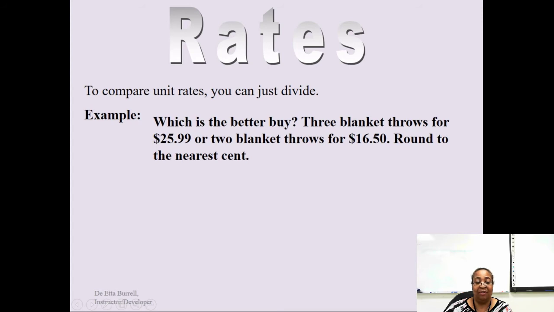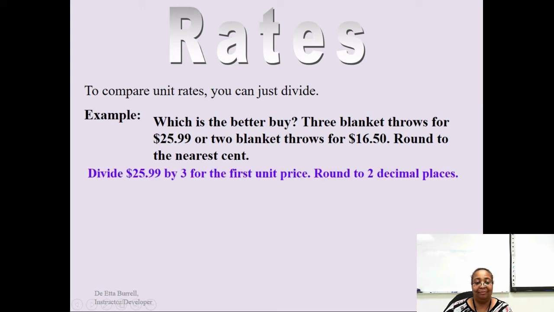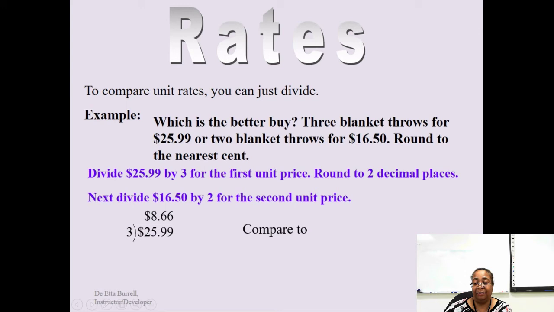I'm going to take the $25.99 and divide that by 3 because there's 3 blankets. So for me to get the unit rate, that'll tell me what it is for one of them. And then for the 2 blankets, I'm going to divide 2 into $16.50. And then that'll tell me which price is going to be the cheapest. Now when I do that, I get $8.66 per blanket for the first choice of 3 blankets for $25.99. I'm going to compare that to 2 blankets at $16.50, which is $8.25.